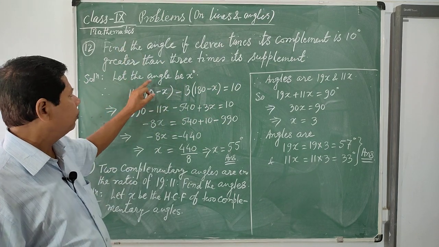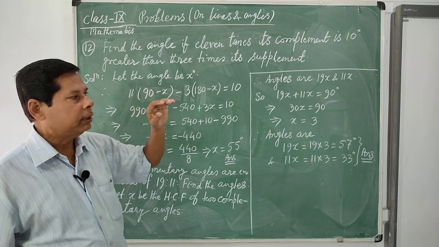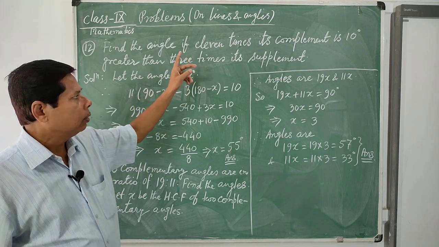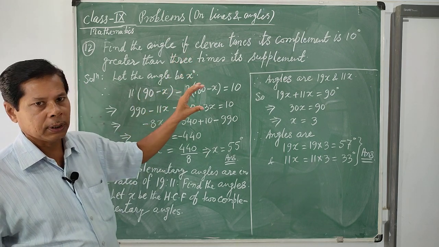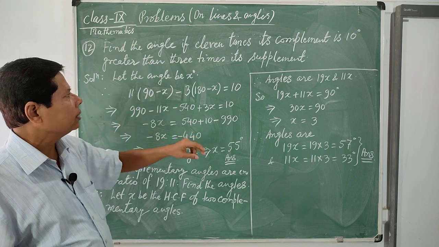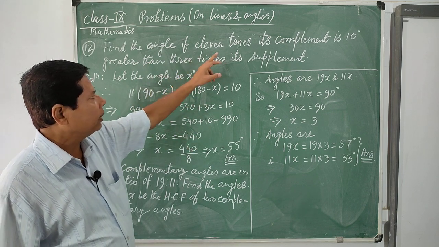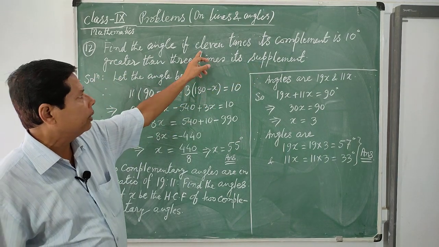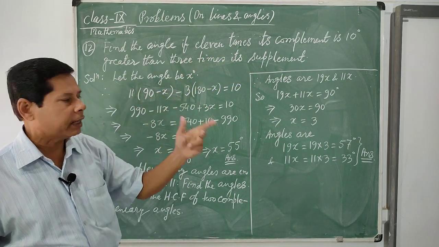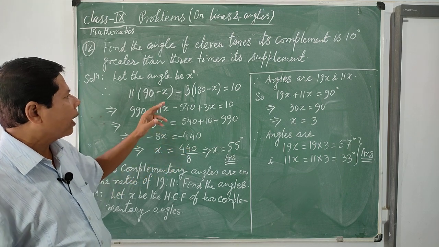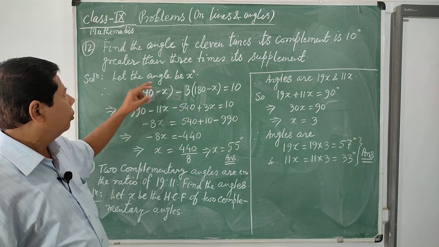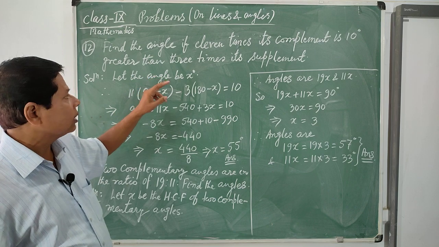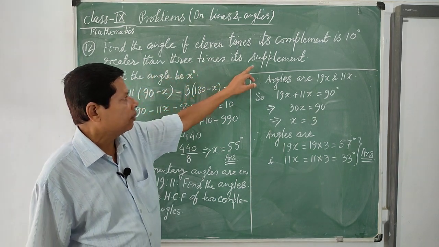So let the angle be equal to x degree. Then according to the question, we have to frame the equation. The question is: 11 times its complement is 10 degree greater. That means 11 times its complement is greater by 10 degree with respect to 3 times its supplement.